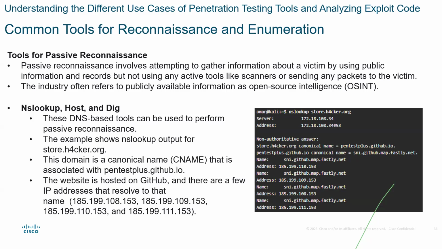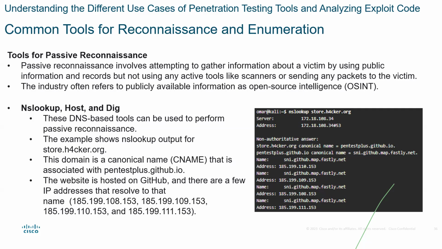Passive reconnaissance involves attempting to gather information about a victim by using public information records, but not using any active tool. So you are not launching a tool. They are just like WHOIS, all of those tools, DNS information, right? They just give you as much information about the person. There's also open source intelligence, right? And it's actually a framework as well. It just identifies what to look out for.